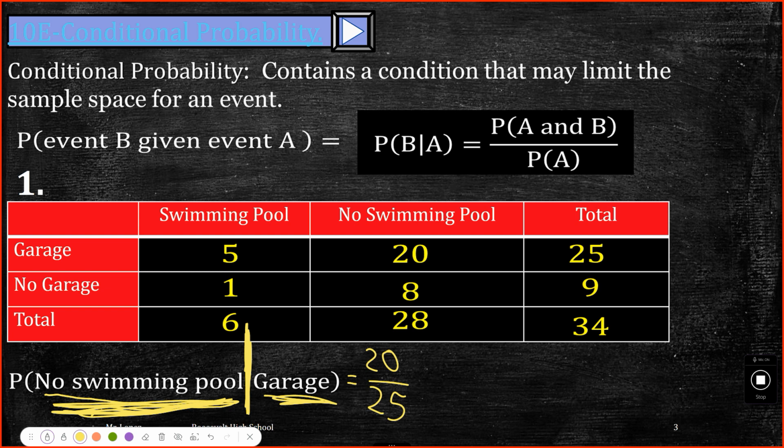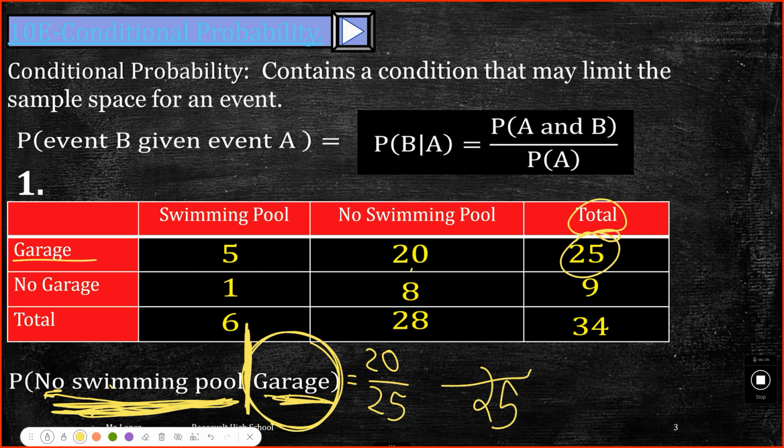All right, let me go ahead and do it. So now I look at my data and at all the houses that have a garage: 25 out of all the houses that have a garage. Swimming pool and no swimming pool. No swimming pool and a garage: 20 out of 25 is correct. That's it. Either you got what I just did, or you don't.